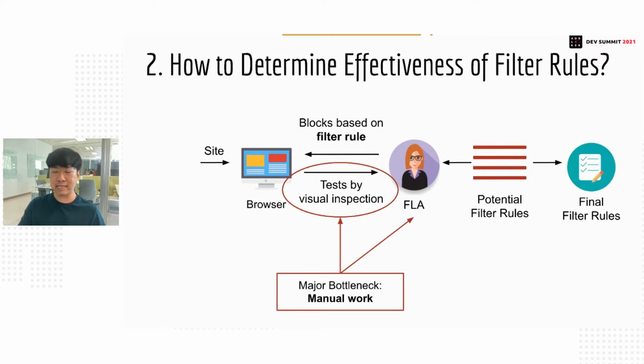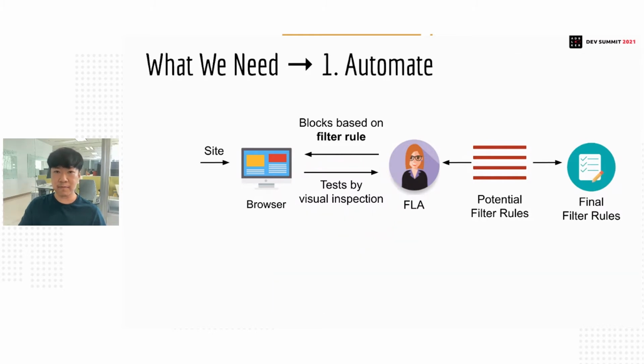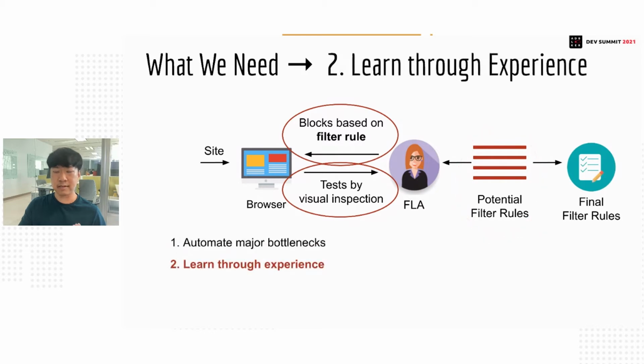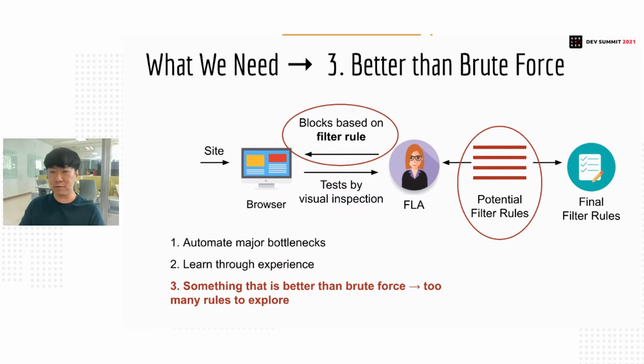So we can now establish some requirements in designing an automatic system. First, we know that we have to automate these major bottlenecks. Second, we know that the automatic system has to do some kind of learning through experience, because the filter list author or the automatic system doesn't know beforehand. So they have to generate the filter rule, learn by applying it on the site, and then getting some kind of feedback from it. And that has to be all automatic as well. And then third, hopefully the system is better than brute force, because there may just be too many potential rules to explore.